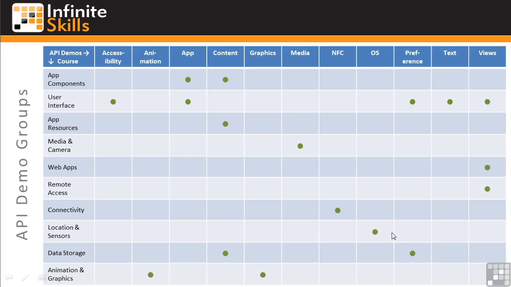This graphic shows how the API demos app groups intersect with our course groups. As you can see, in some cases, the API demos cover more than one course group, such as content covering app components, app resources, and data storage. And in some cases, a course group like user interface is covered by multiple API demo groups. For example, the user interface is covered by API demo accessibility, app, preference, text, and views.